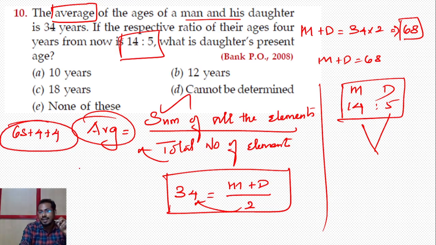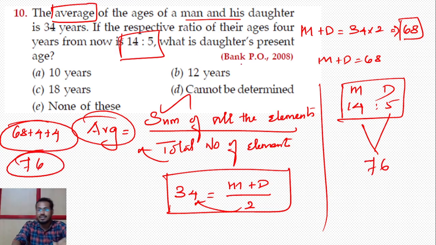So be clear in this concept. Don't add only 4. If there are 2 persons, you need to add 4 twice. 3 persons means you need to add 4 three times. So 68 plus 4 plus 4, that is 68 plus 8, which is 76, correct? So 76 is the total of the ages after 4 years from now.